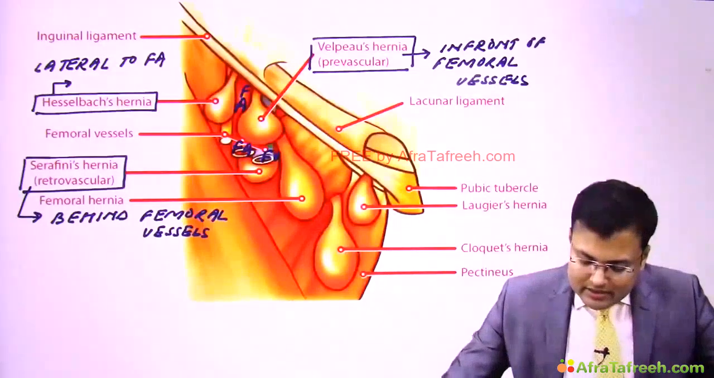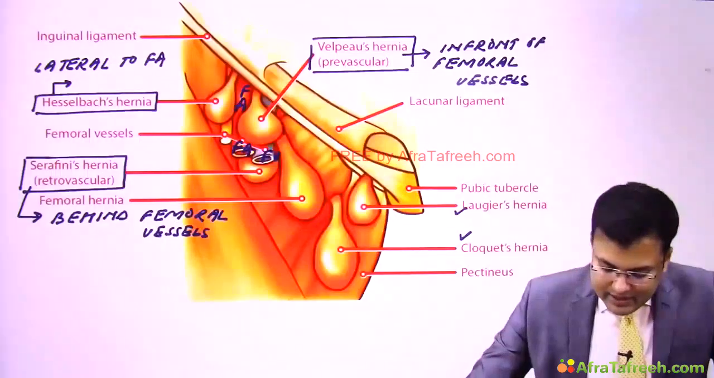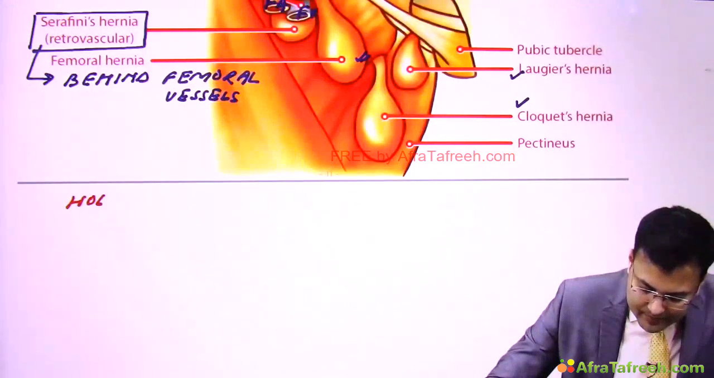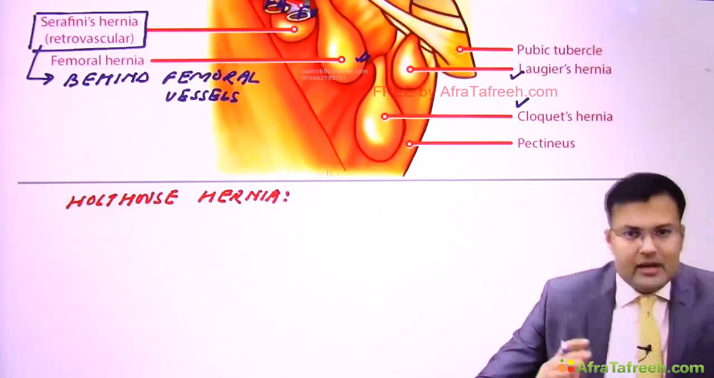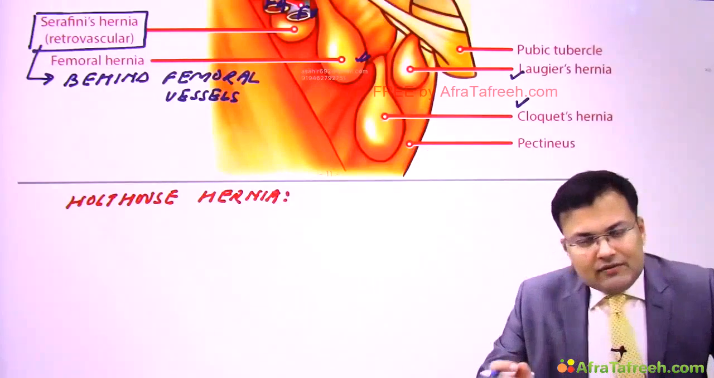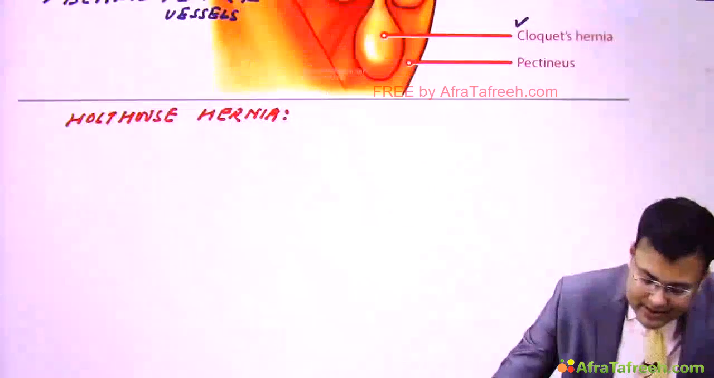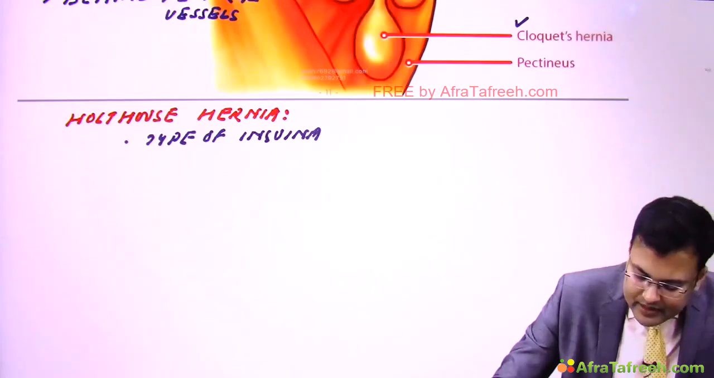And we already discussed Laugier's and Cloquet. These were the variants of femoral hernia. There is another hernia which is asked, and that's Holthouse hernia. Holthouse hernia is a type of inguinal hernia in which there is extension of bowel along the inguinal ligament. Clear?